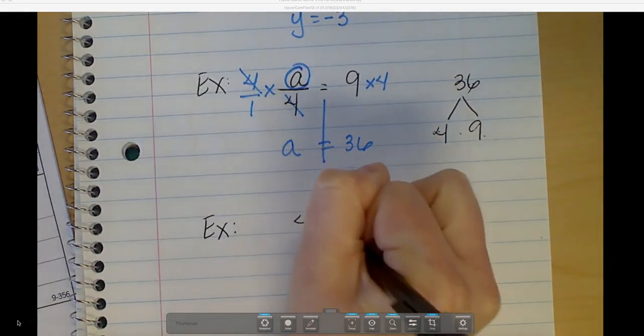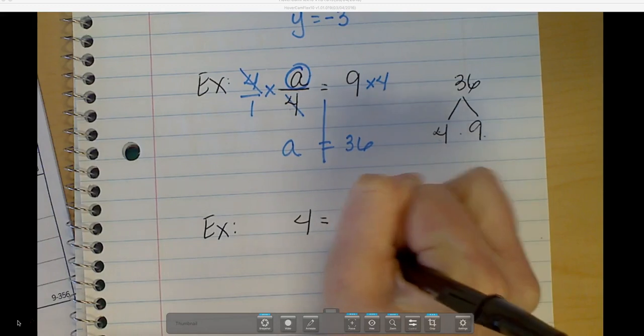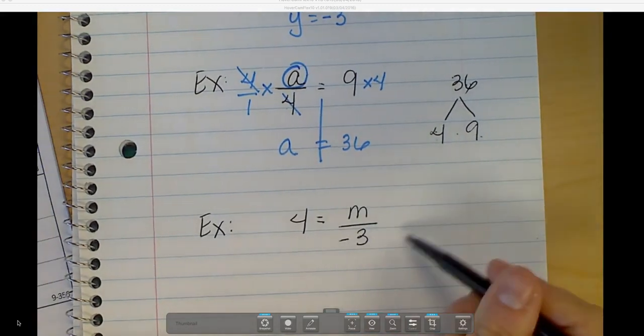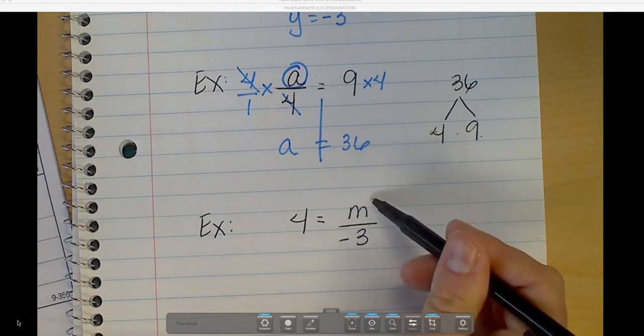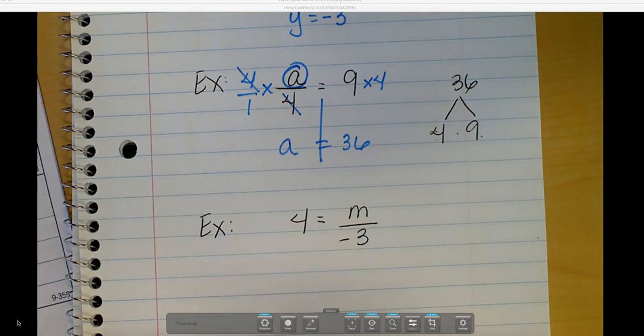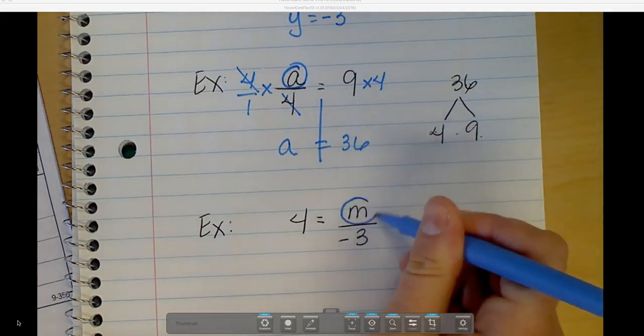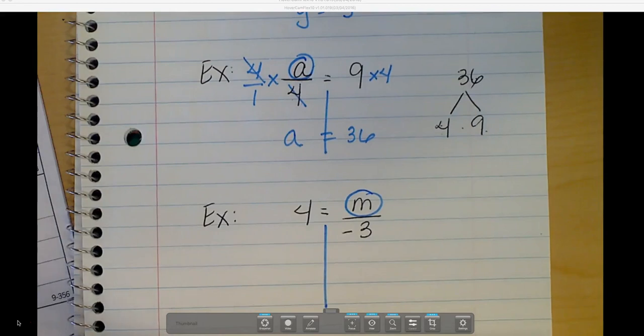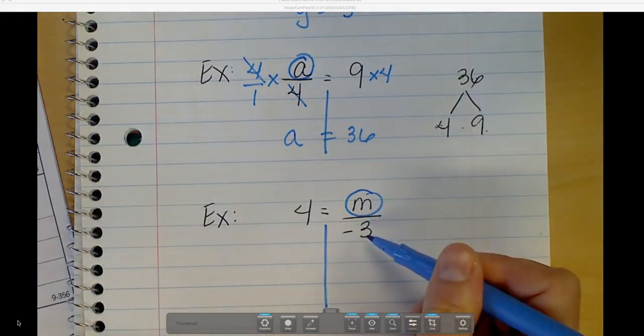I have 4 equals m over negative 3. Something divided by negative 3 is 4. Some of us can kind of figure it out in our heads, but let's go ahead and circle our variable and build our wall. I need to get m all by himself. He's being divided by a negative 3.